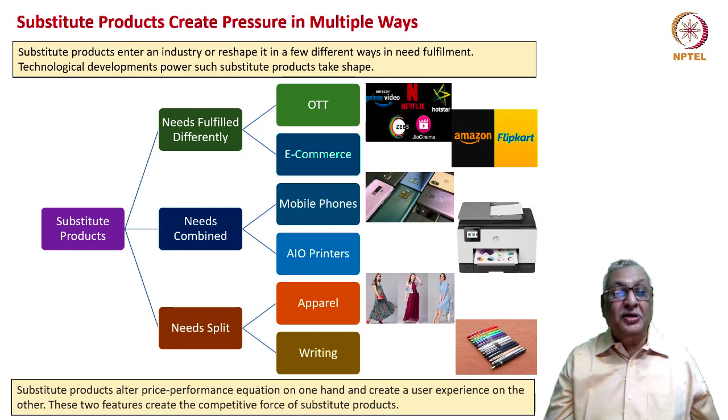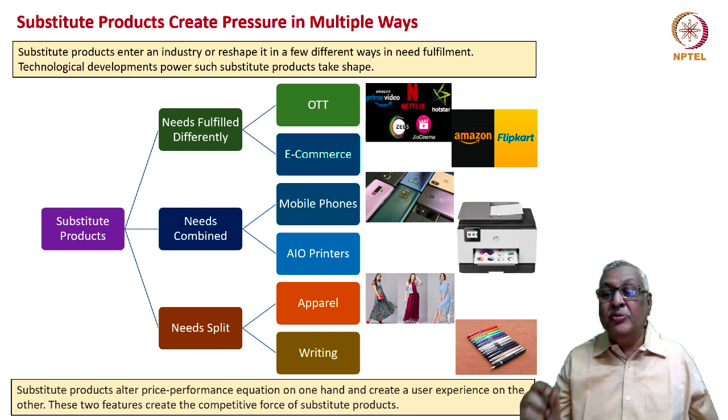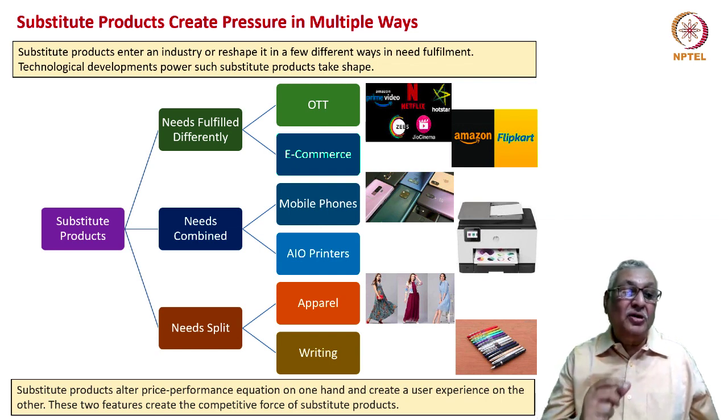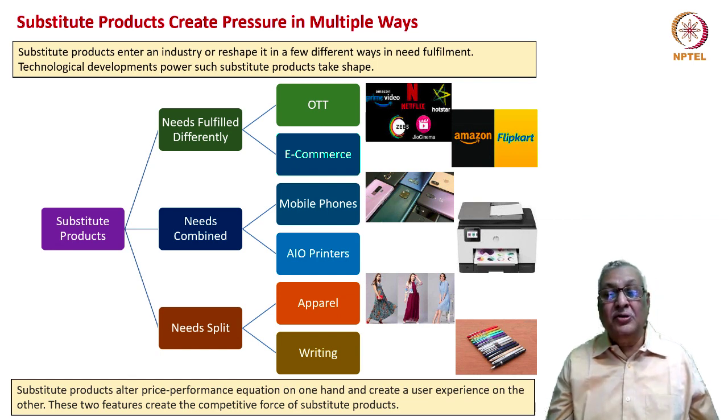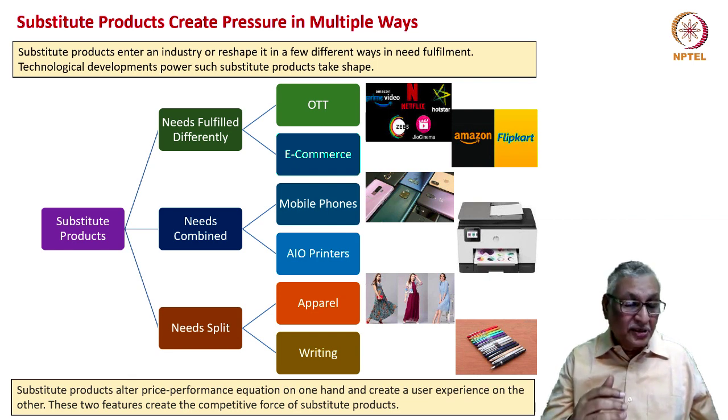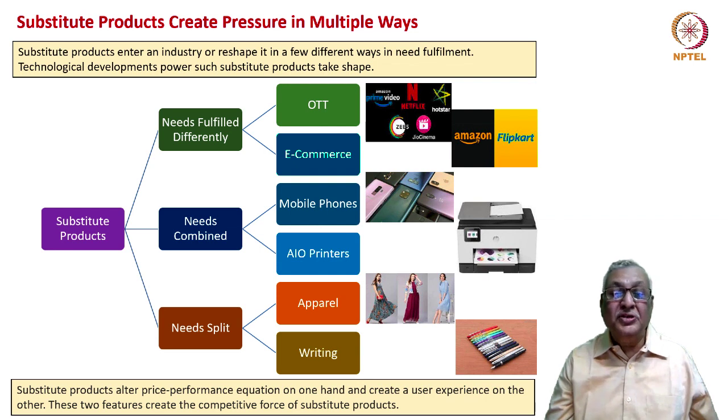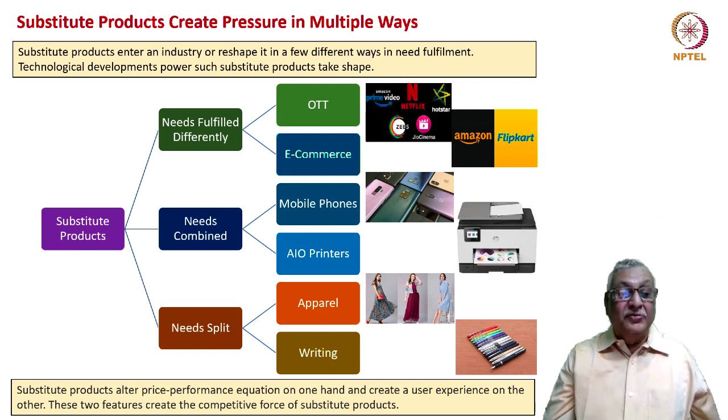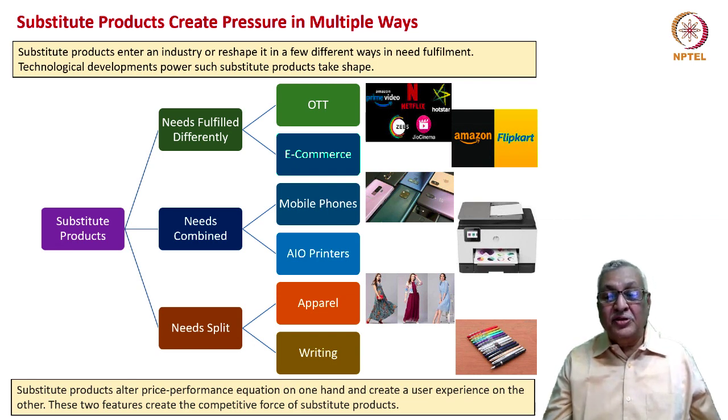But substitute products create pressure not merely from a product to product substitution. They create pressure by fulfilling the needs in different ways. So substitute products are of three types. One, they fulfill the needs differently. When you look at OTT movie streaming or e-commerce, the needs that have always been there of watching movies or getting products are getting fulfilled in a different manner. If the needs are combined, as it happened with cell phones and all-in-one printers, then it is a different way of substitution of a product.